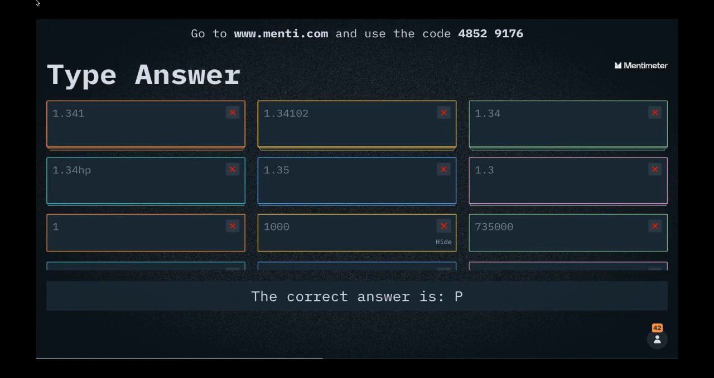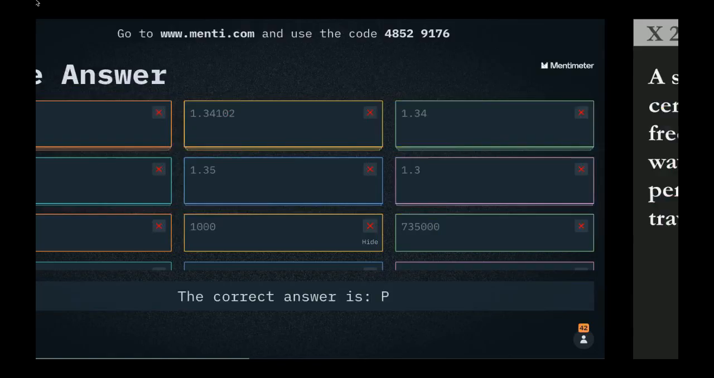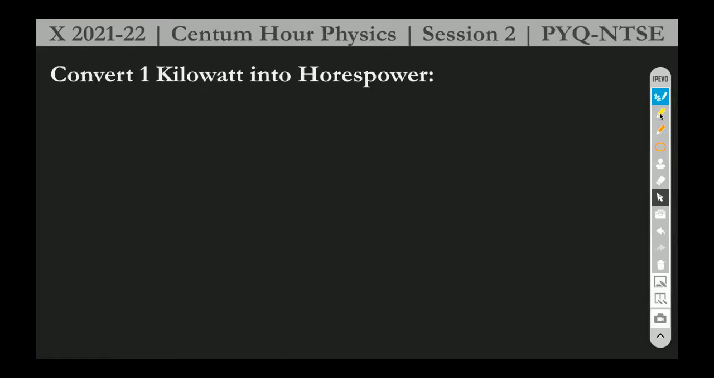Yes, this is quite a strange answer. 1.34102 rounded off to 1.341. So one horsepower is how many watts? 746 watts. So 1 watt is equal to 1 upon 746 horsepower. 1 kilowatt is 1000 by 746. Right or not?